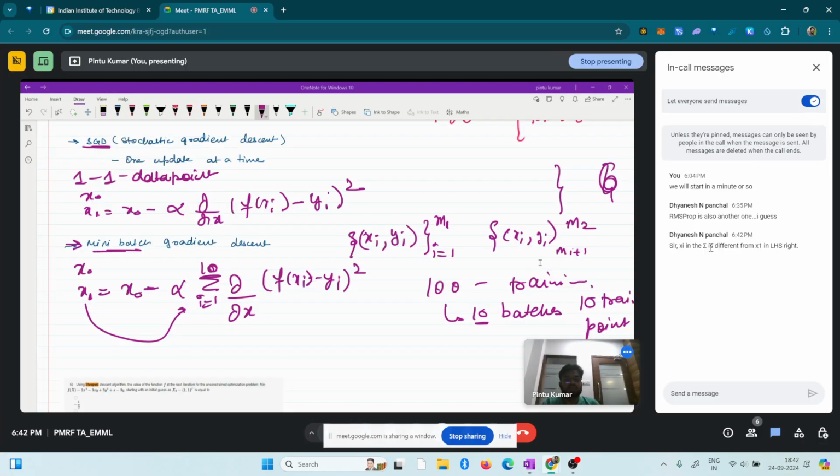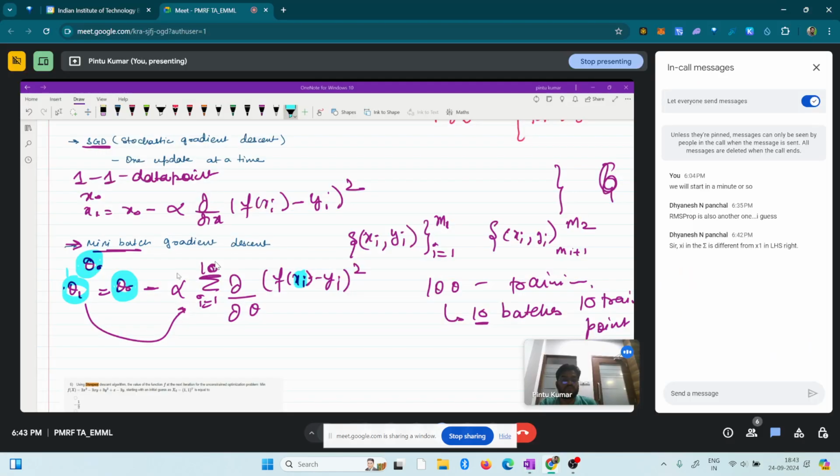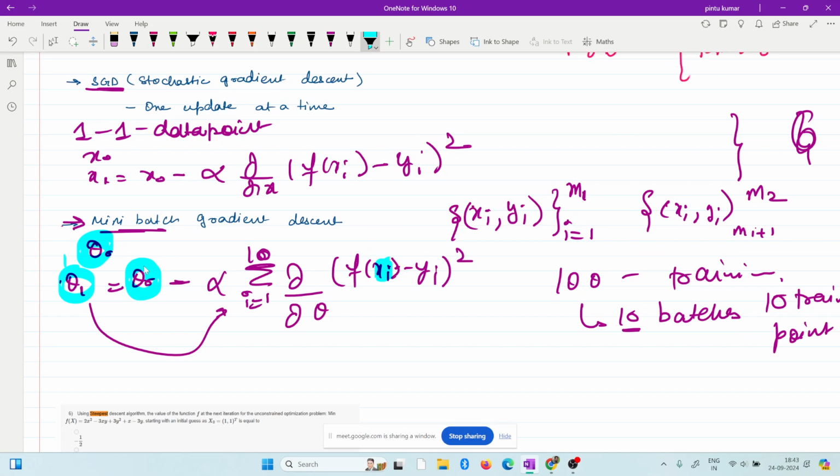Yeah, that is correct. I should have used better notation. Okay, so I can make that correction. So let's say your parameters are theta and you begin with theta naught, right? Then your theta 1 is given something like this. This xi on the right hand side is actually your features, whereas xi on the left hand side I denoted the parameters of your model. I'm sorry for the abuse of notation. So this is the parameters that I'm updating, right? And this is your features or your data point.